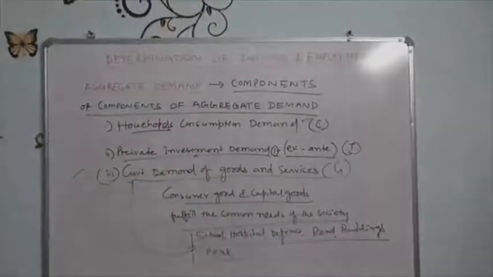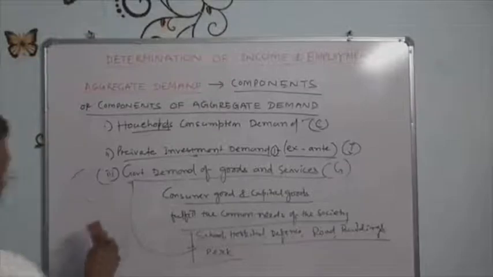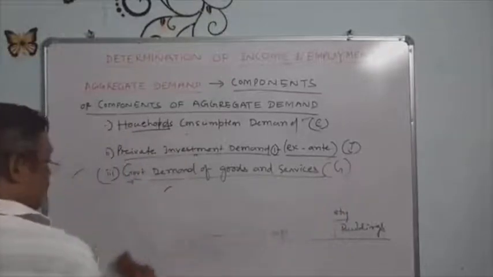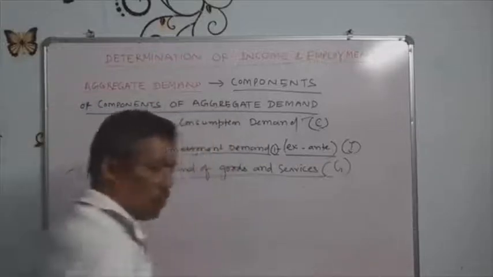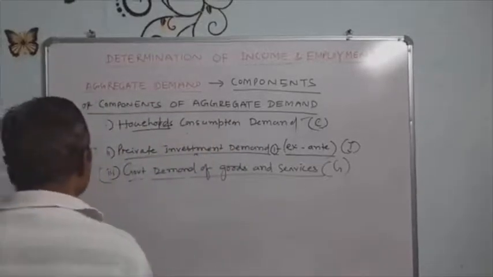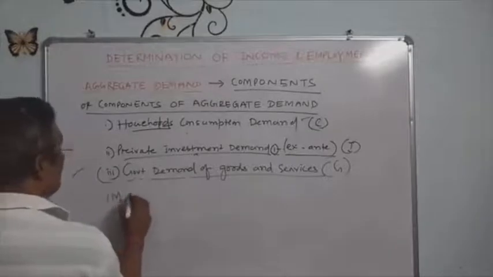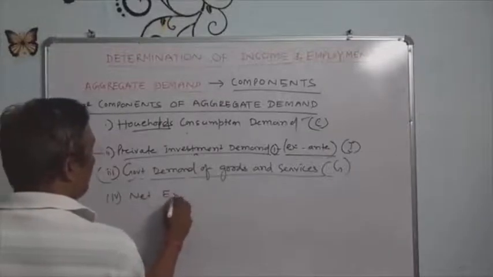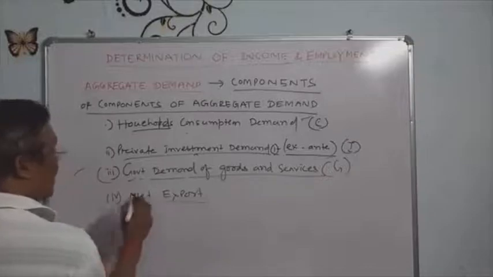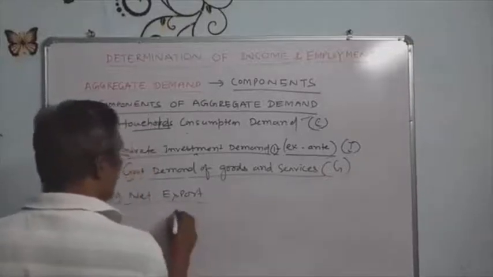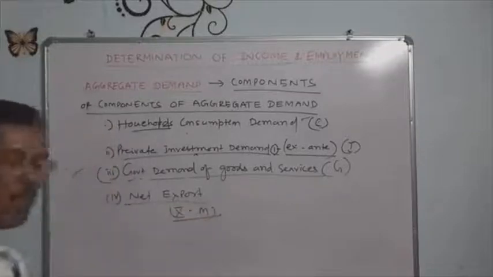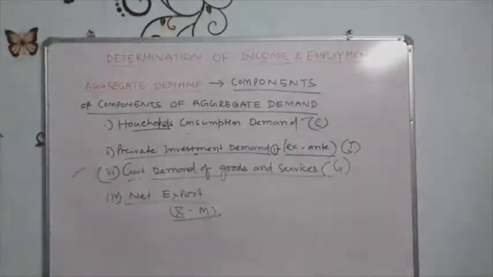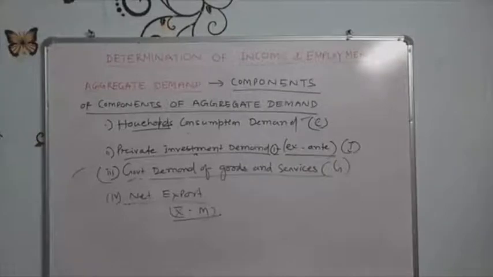Next, the fourth one that we have already discussed in the expenditure method is net exports. That is the fourth one, net export. I will not explain more about net export, I have already explained. The formula is X minus M. The difference between export and import is known as net exports.